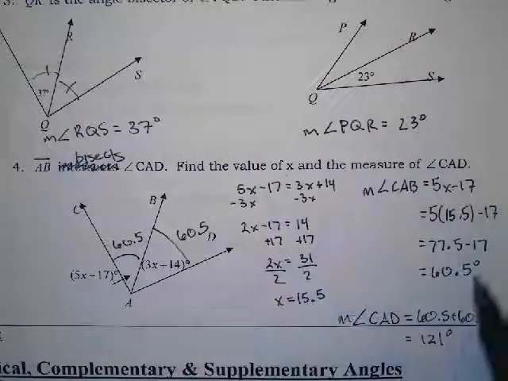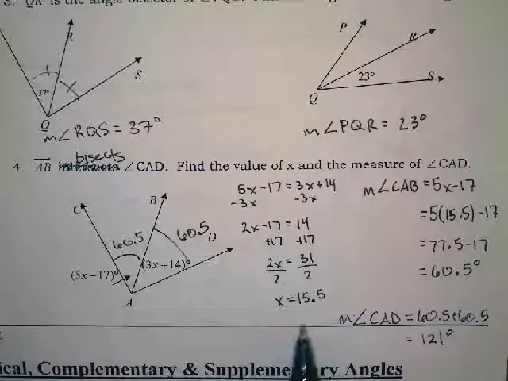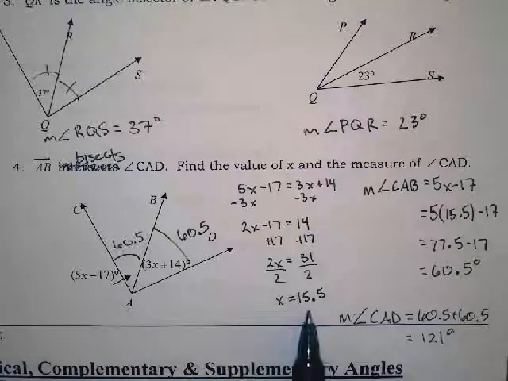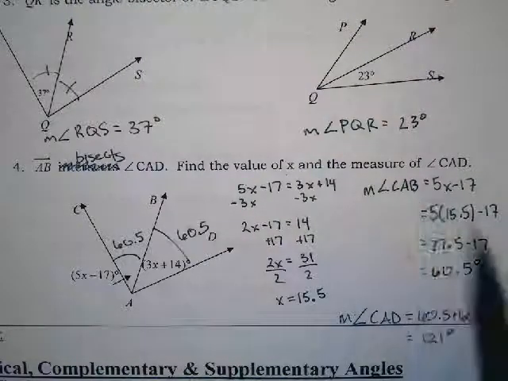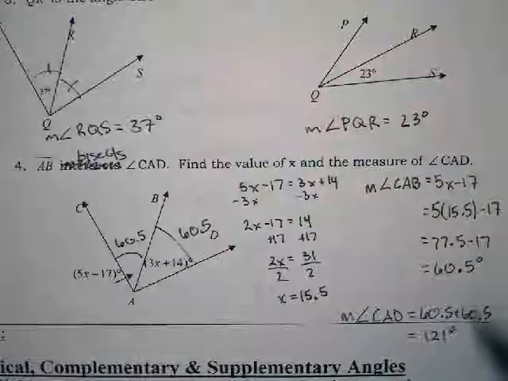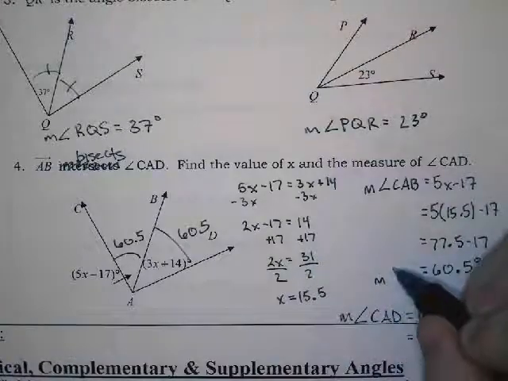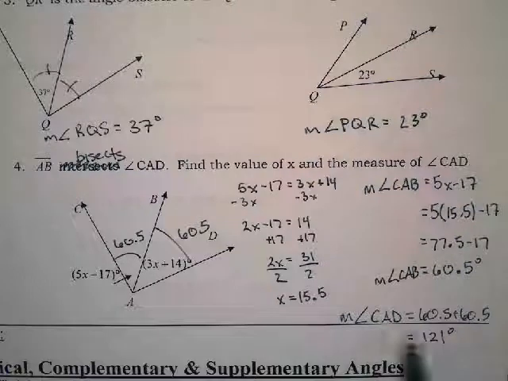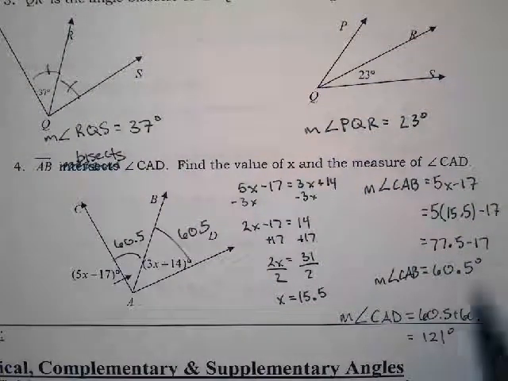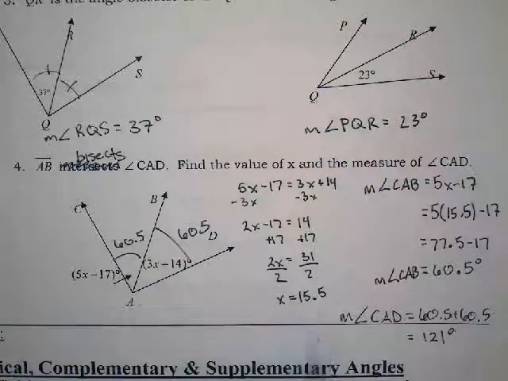Remember, the measure of the angle is in degrees, but x is not. X is a value that we plug in to find the measure of the angle. So these two, so right here, the measure of angle CAB and the measure of angle CAD should both have their degree symbol, but x should not.